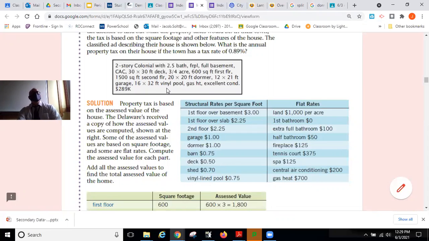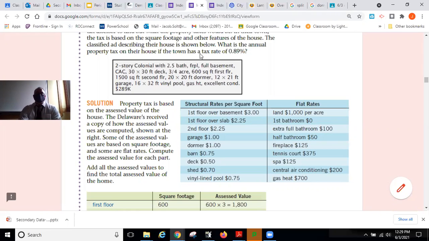CAC, central air. Central air conditioning. Thank you, sir. All right, they've got a 16 by 32 foot vinyl pool, which was interesting to me. Most pools are round vinyl pools, but I guess this one's rectangular. They have gas heat, that's HT. It's in excellent condition, and it's selling for $289. That K means thousand. $289,000.